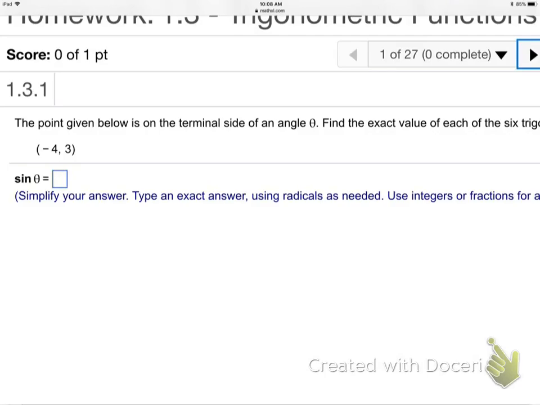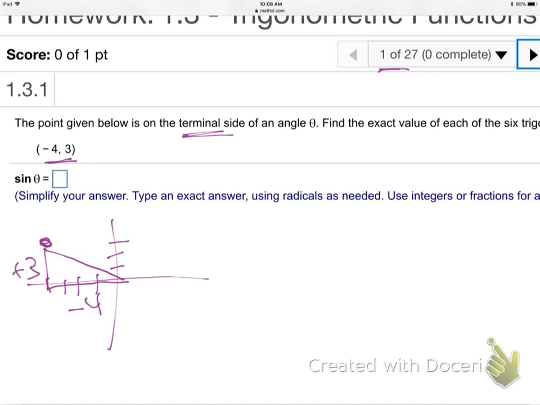Okay, so here's 1.3, question number 1. They're giving me a point on the terminal side of an angle. They want me to find the sine of theta. All right, well, what they're saying is if you draw an axis system, back 4, up 3 is right there. So back 4, up 3, right? That's an X and a Y. Y'all with me? This is the point. Back 4, up 3, that dot right there.